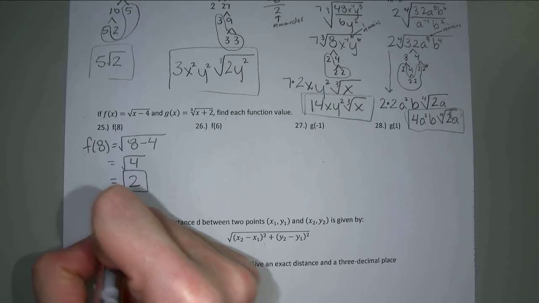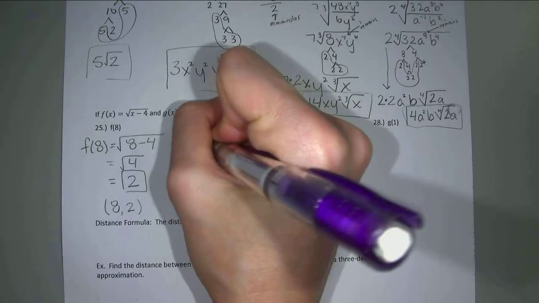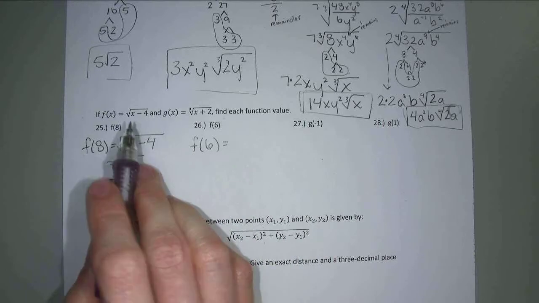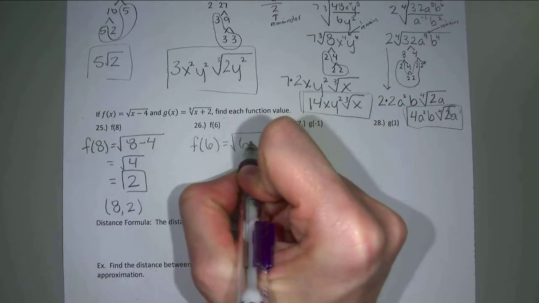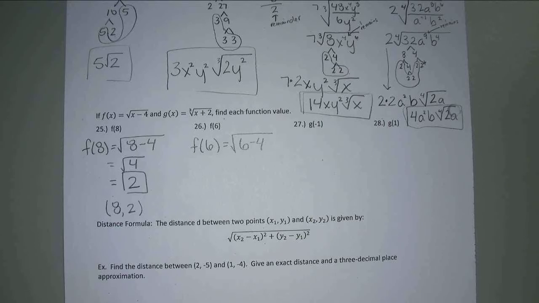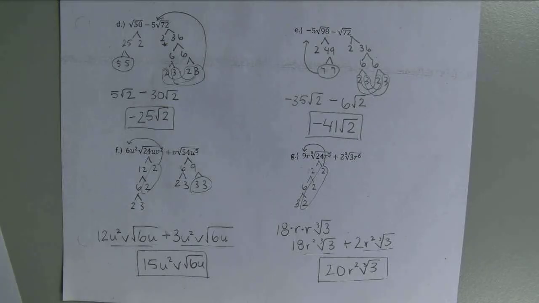So 8, what came out for our y value? 2. So if we were to graph this, 8, 2 would be on our graph. Just so you kind of try to connect the dots for you, okay? f of 6 is the same thing. Since it's the f function, we're going to use this function over here, which is the square root of x, which is 6 minus 4. You put that in, and you just get the square root of 2. And are there any questions on the front there, guys?